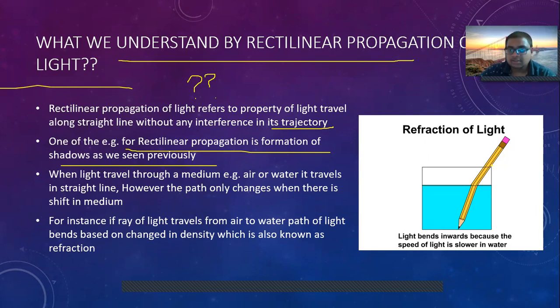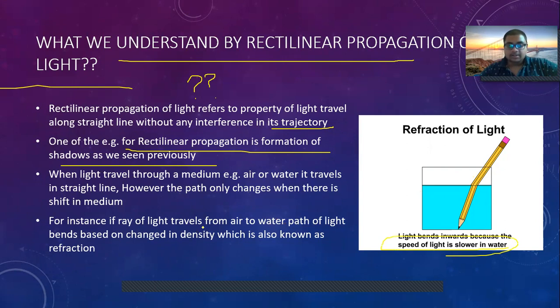You can see this image over here. You can also try it at home. Take a glass jar, fill it with water, and dip a pencil in it. It will not be looking straight. Rather, it will look like this. It's as shown in the diagram. What happens over here? Light is bending inwards because the speed of light is slower in water. Here, the science is involved.